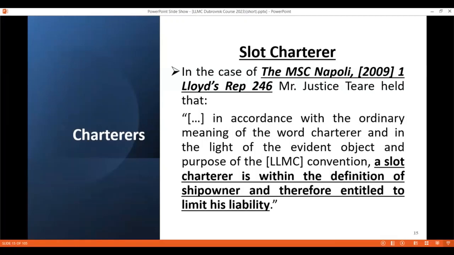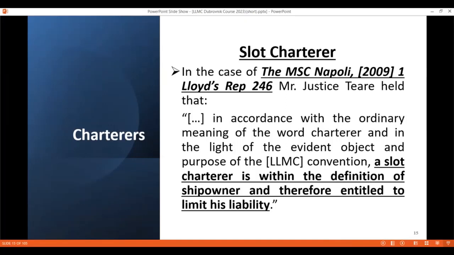There was the case of the Taiki that dealt with arrest before that shed some light on this. But in the case of the MSC Napoli, dealing specifically with the convention, the court said that in accordance with the ordinary meaning of the word charter and in light of the evident object and purpose of the convention, a slot charter is within the definition of ship owner and therefore is entitled to limit liability. Now, this is what the English court said, but the convention only says charterers. Whether all courts would agree with this, I'm not sure.